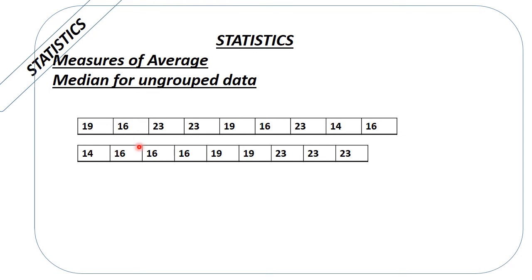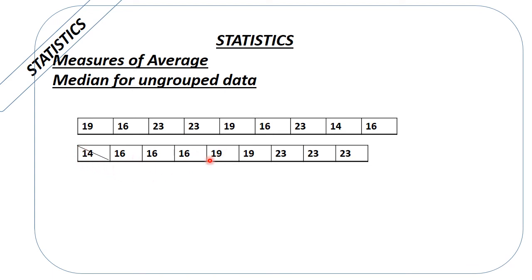So let's say we've got these two data sets. Let's find the median. We're going to start with the top one. Sorry, it's the same data set, just that I've rearranged. I've rearranged in ascending order. The smallest number is 14. Then after 14 there is 16. How many 16s do I have? I've got 1, 2, 3. These are my 3 16s. Then the next is 19. I've got 2 19s. Then after 19 I've got 23. I've got 3 23s, 1, 2, 3.